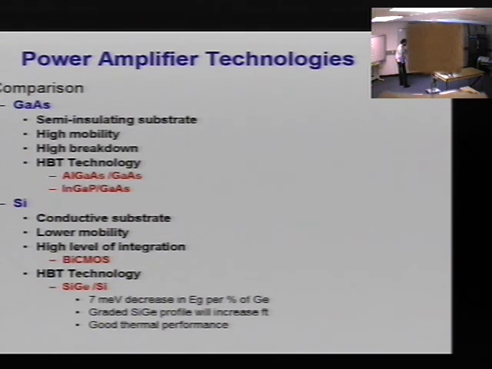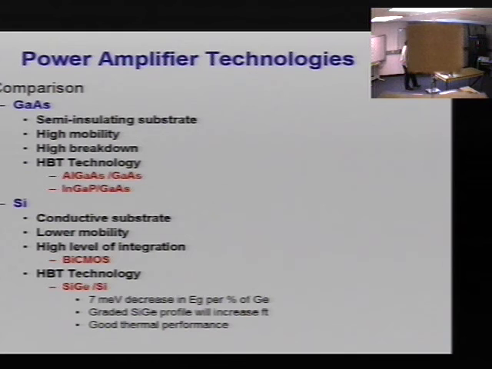And in the silicon area, for a long time there wasn't an HBT technology, and one of the issues is it's a conductive substrate, and the mobilities are relatively lower. But of course the advantage is the high level of integration with CMOS.